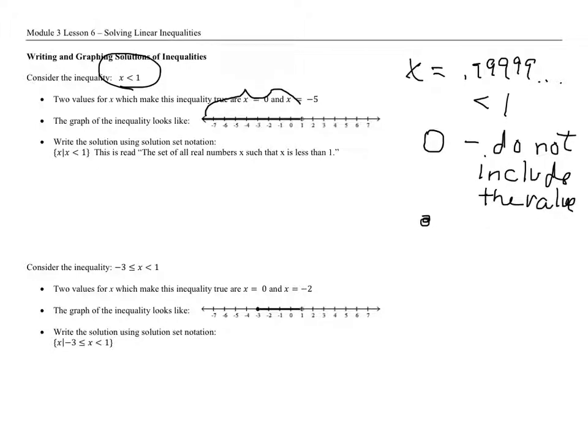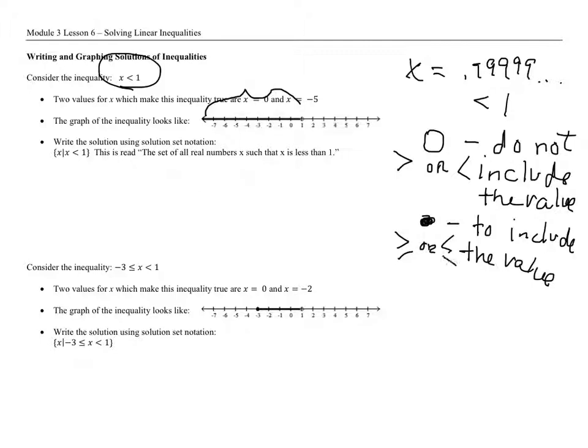A closed circle like that means to include the value. For an open circle, you guys, it's going to be greater than or less than. For a closed circle, it's going to be greater than or equal to or less than or equal to, because you want to include that value. And the third thing that we're going to talk about is writing the solution as a solution set.